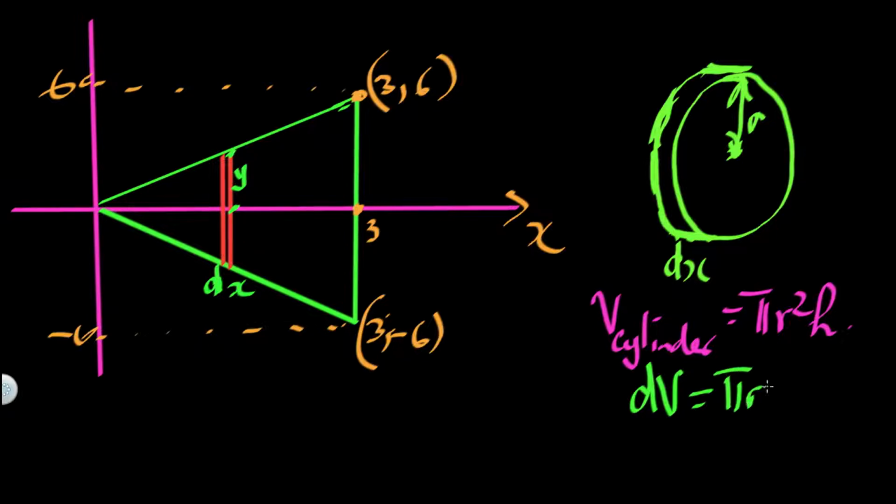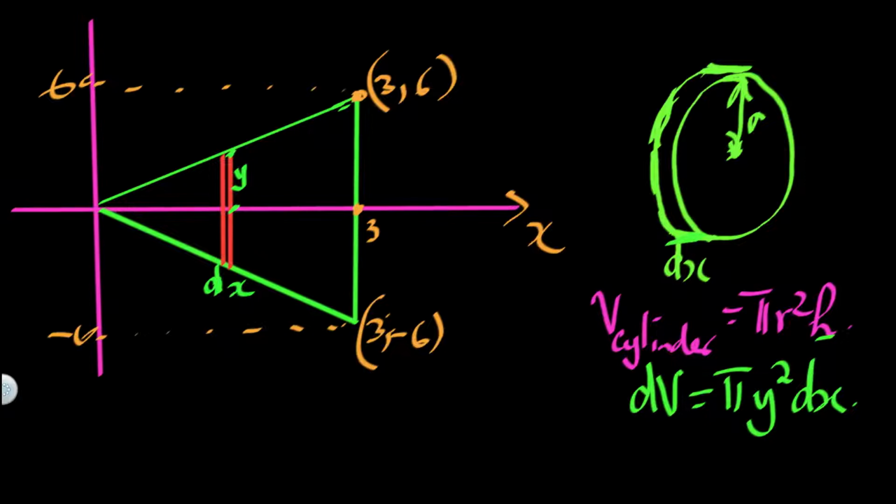It is also pi r squared, but from the diagram, our r is actually y, so it's pi y squared. Then the height is this thickness here, dx. So this is the differential element of volume. A solid disk. It is a full disk. It does not have a hole. It does not have anything. It's a full disk, which is a miniature or a small cylinder.